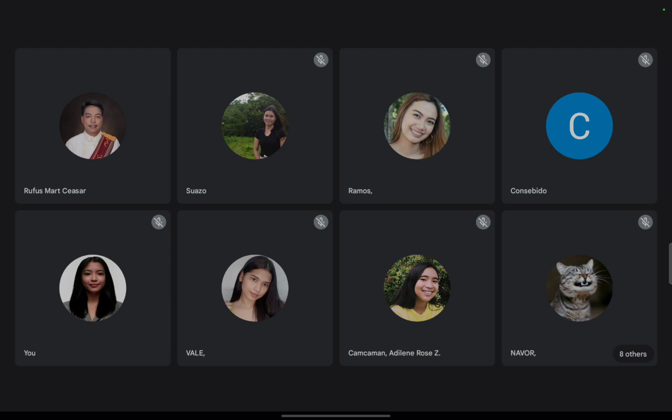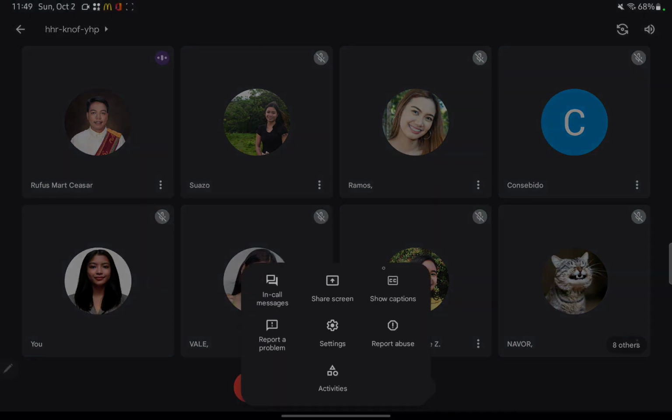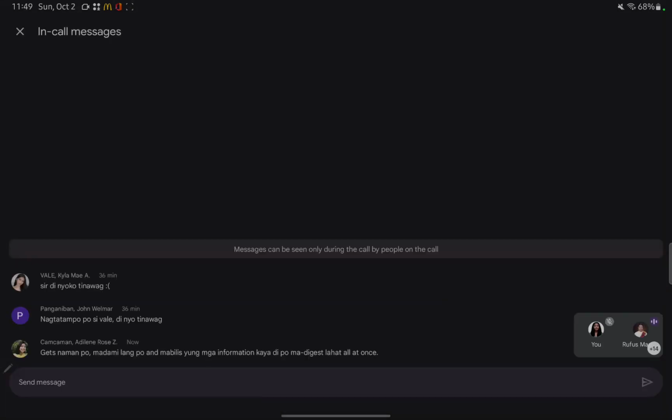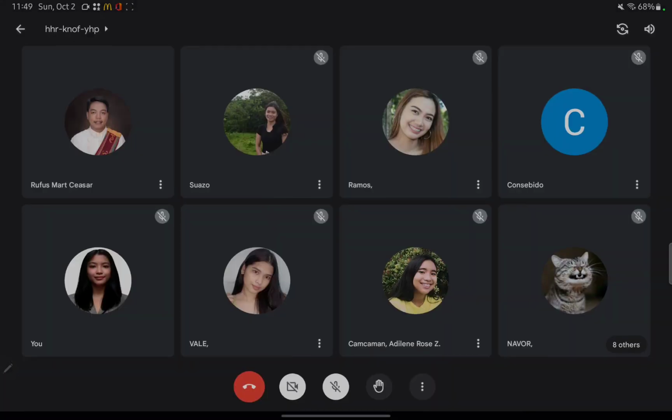I see. So, gets naman. Madami lang po and mabilis yung mga information, kaya hindi namin ma-digest lahat all at once. Okay. Dapat pala re-record ko to, no? Hindi ko ni-record eh. May nag-record naman po ata sa amin. Ay, may nag-record sa inyo? That's good. Okay.